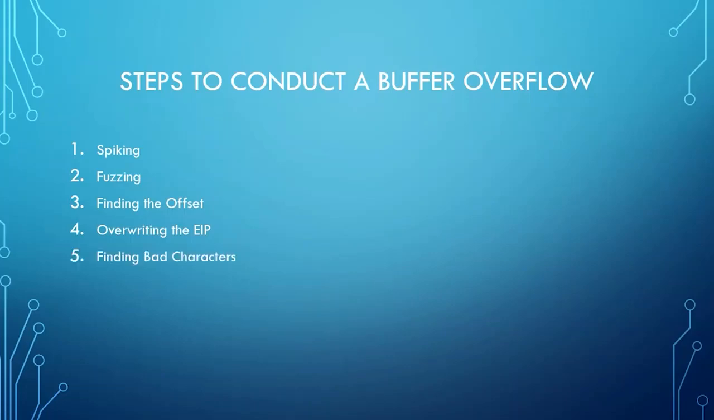We're talking about, once we have the EIP controlled, we need to do a few house cleanup things. One is called finding bad characters. The other is called finding the right module. This doesn't need to make sense right now.